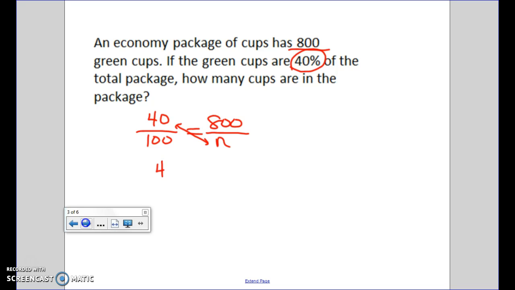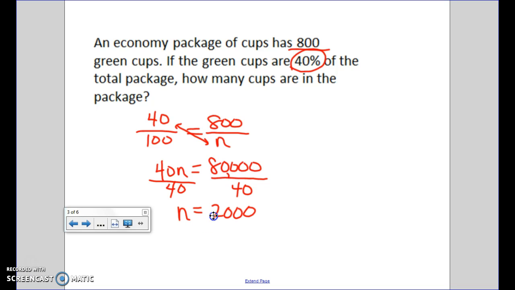And in a proportion, we solve through cross multiplying. 40n equals 80,000. And it's just a matter of solving a one-step equation now. Divide both sides by 40. I know that n equals 2,000. And so that's one way or one approach that we could take to solving this problem.